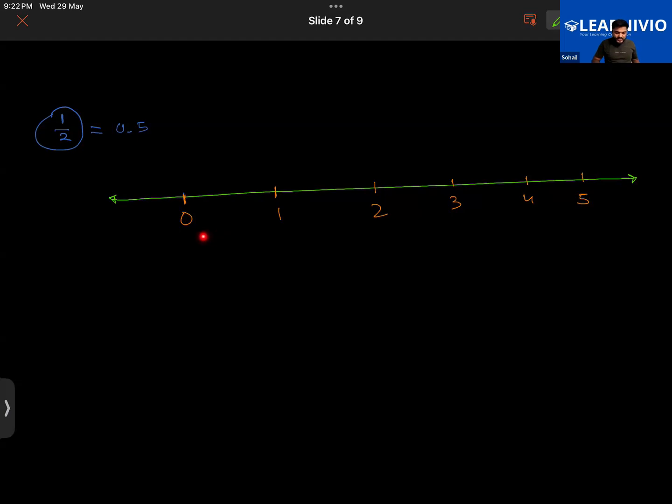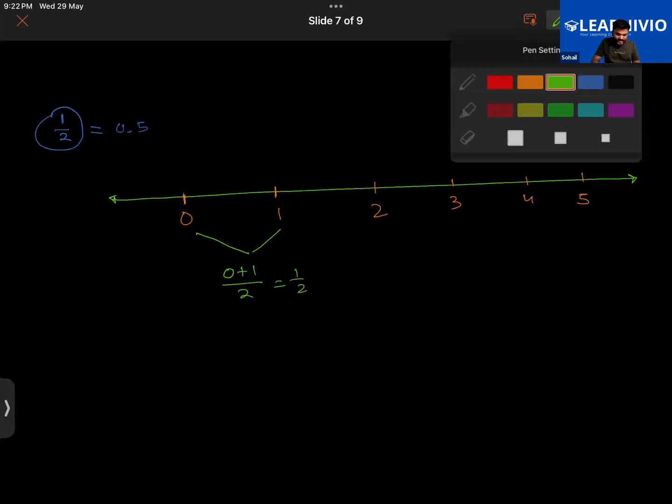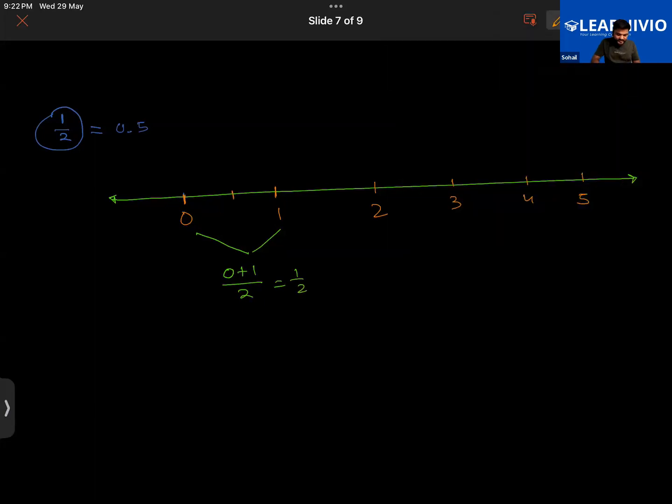Or you can understand it in this manner. On this number line, I am asking you to find a fraction between 0 and 1. So what are you going to do? You are going to add 0 and 1, 0 plus 1, and divide by 2. That is 1 upon 2. So it is going to lie in the middle of 0 and 1. Are you getting it?